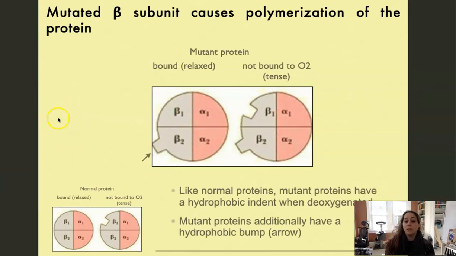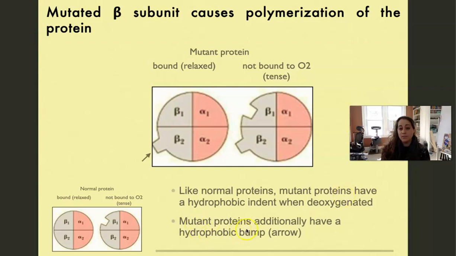So that was for the normal version or the wild type version of the protein. Here we're looking at the mutant protein. The mutant protein has this unique feature here. We see that there is a little piece that sticks out. And interestingly, this piece that sticks out is also hydrophobic. So it's a hydrophobic little bump that we see here. And that is present whether the subunits are bound to oxygen or not.